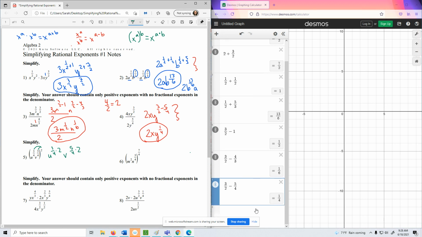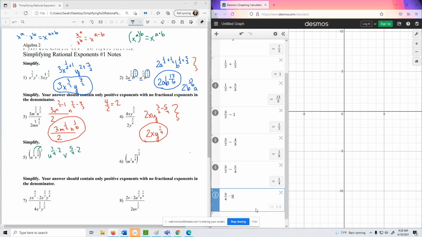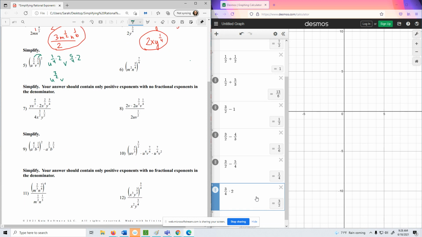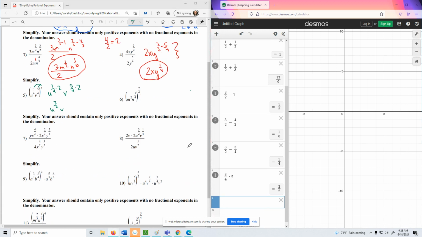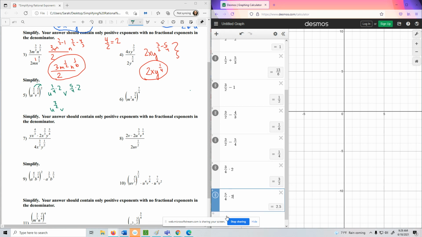I'm going to do these things in Desmos. 3 divided by 4 times 2. Turn that into a fraction. I end up with u to the 3 over 2. And then let's do the same thing for our v. Turn it into a fraction, and we get 5 over 2. And that finishes that one out.